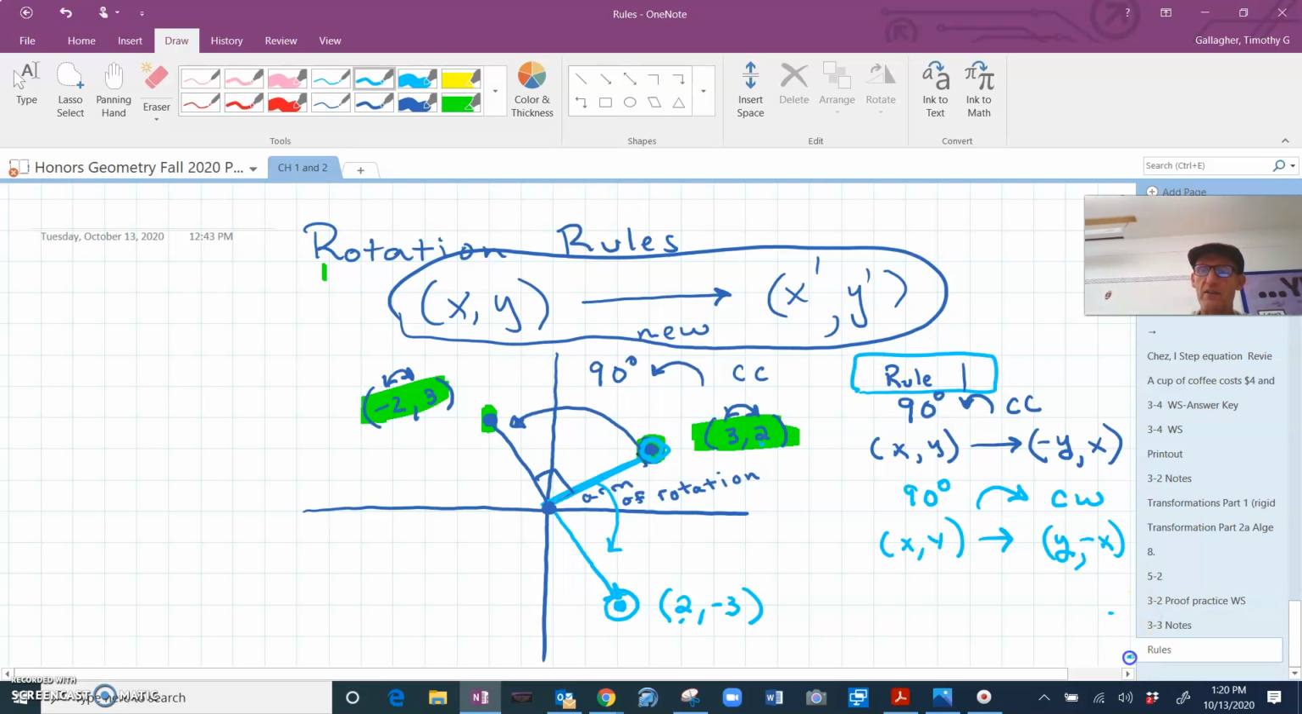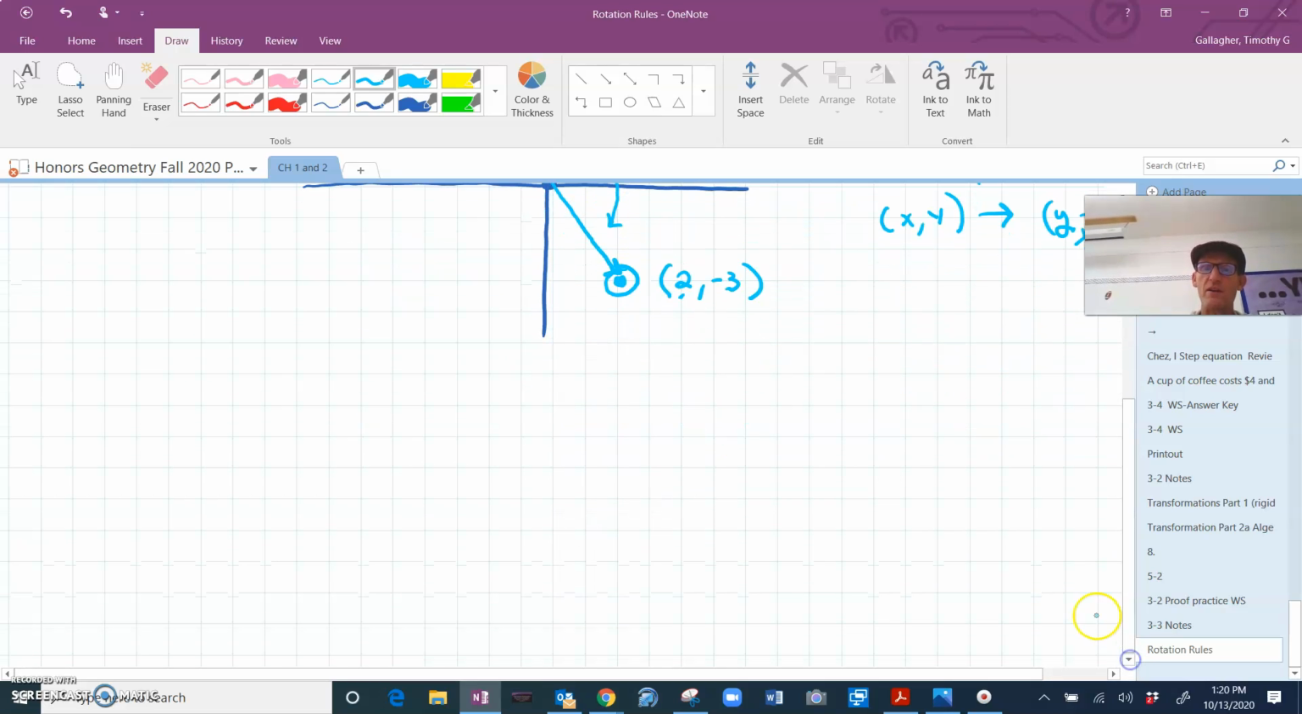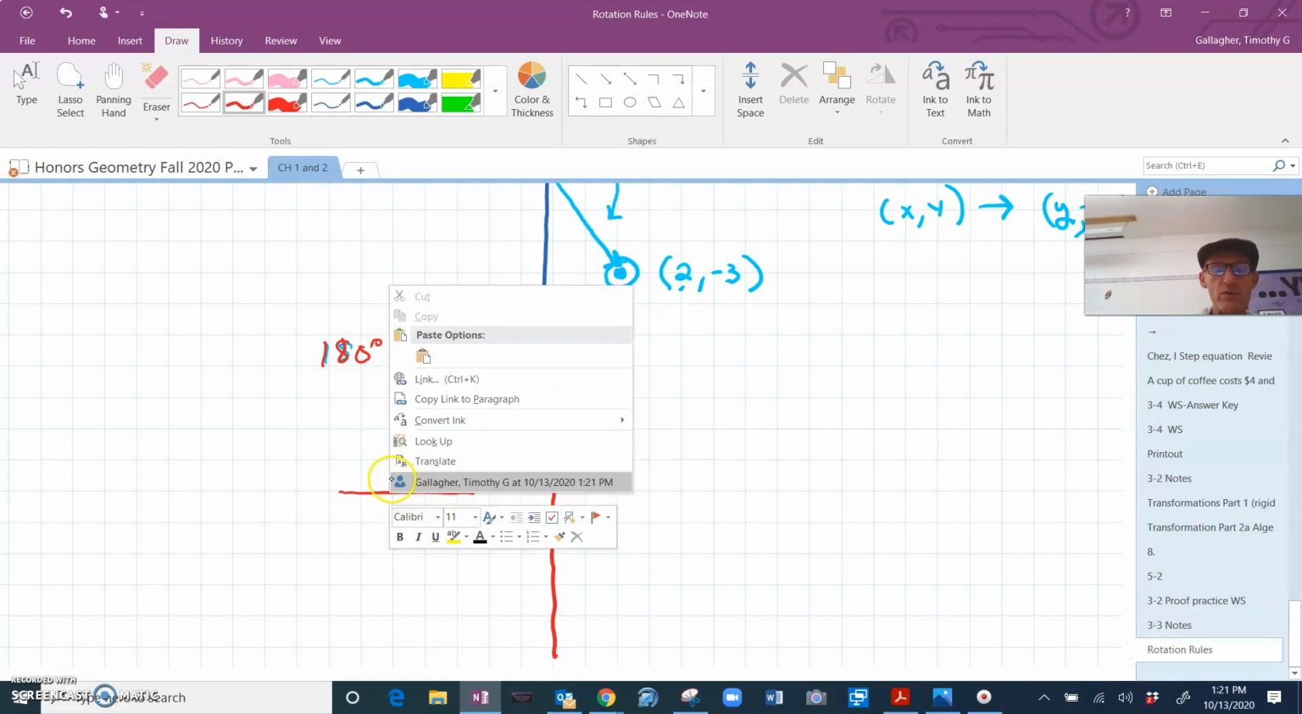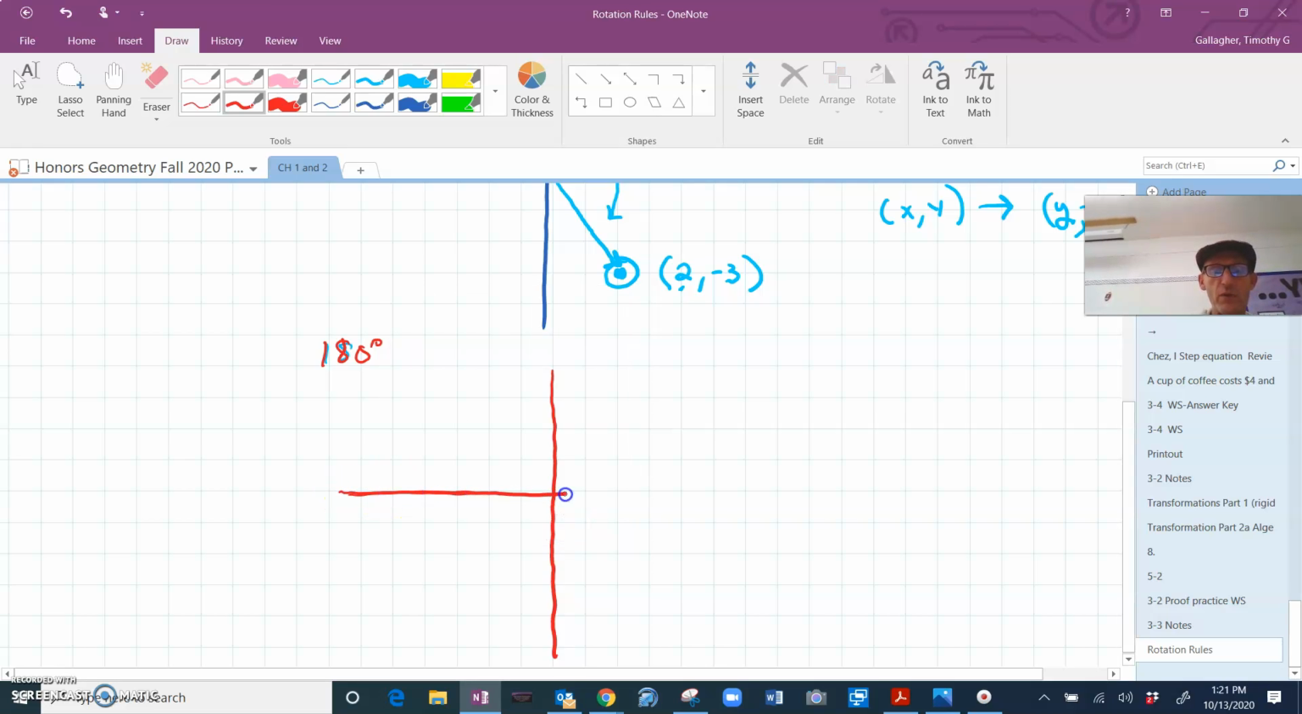And let's go ahead and do 180 degrees. I'll use a different color. So what's the rule for 180 degrees? I bet you could start thinking about it. I think we'll start off with another kind of point here. We'll do this point right here. We'll call it (-4, 1).